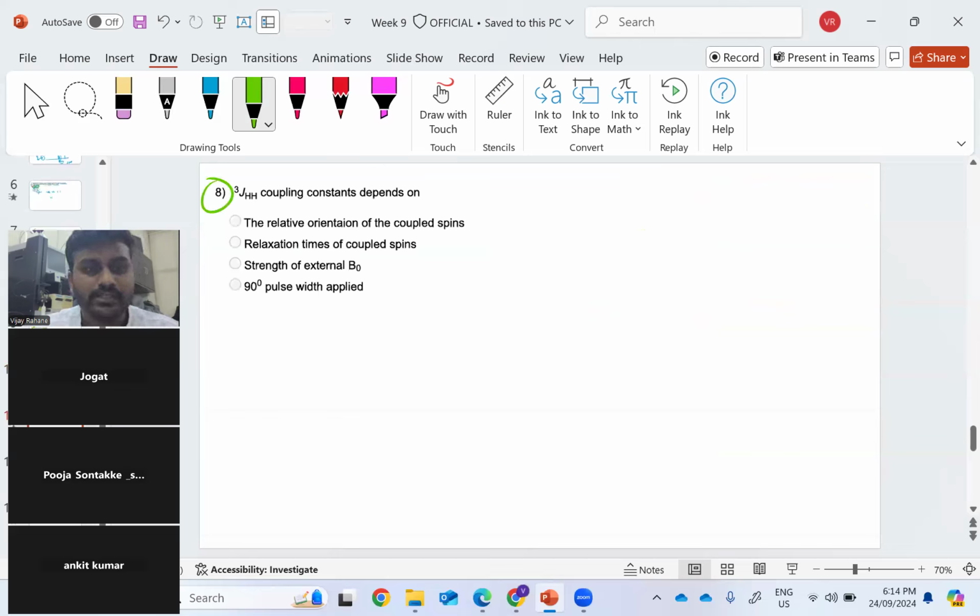The next question here is about the J3 hydrogen-hydrogen coupling constant, and what it depends on. So option A is the relative orientation of the coupled spin, right? The next option here is the relaxation time of the coupled spin. It will not depend on relaxation time. The strength of external magnetic field, wrong, and 90 pulse field applied. No, this is a particular J coupling constant.